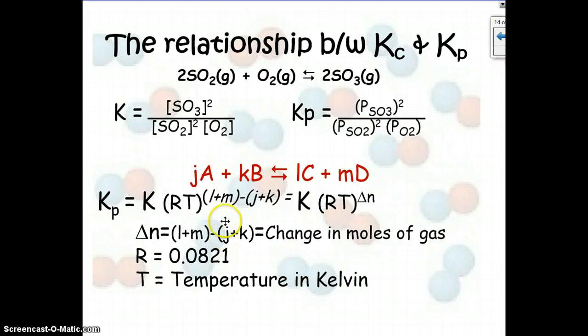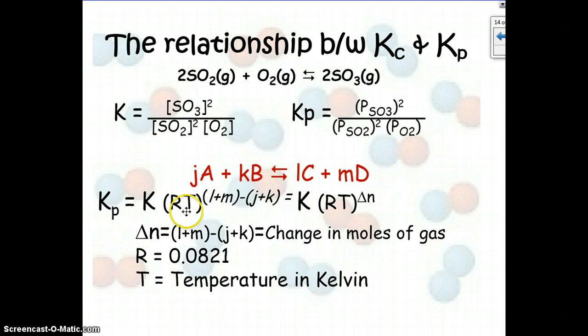In this podcast, we're going to discuss the relationship between Kc and Kp. Kp is the equilibrium constant in terms of pressures, which would only be useful with gas-only equations. Here we have a reaction that has only gases, and in terms of K, we have the products over the reactants. For Kp, all we would do is turn the concentrations into partial pressures of the products over the reactants.